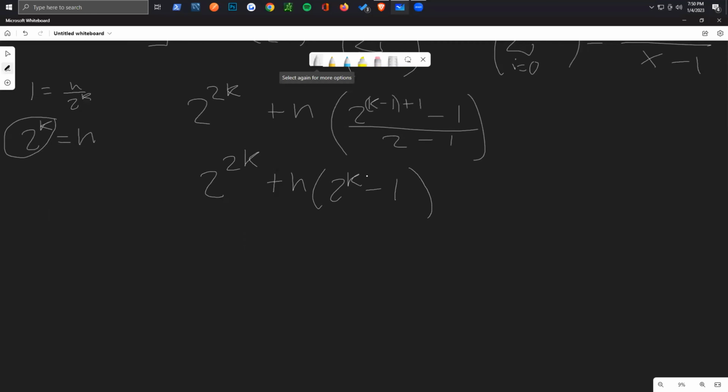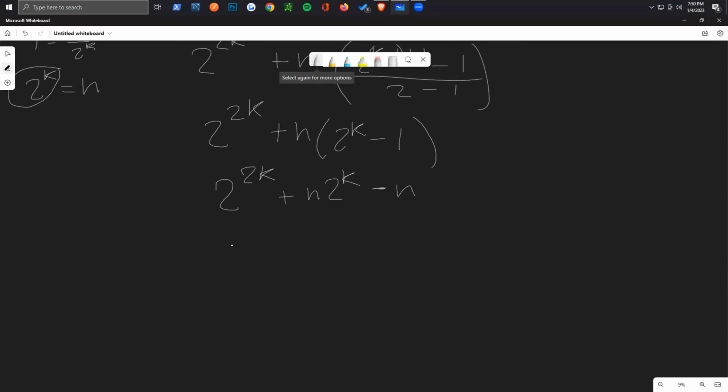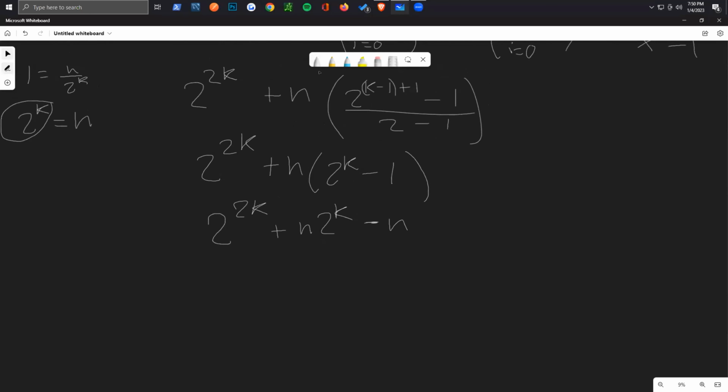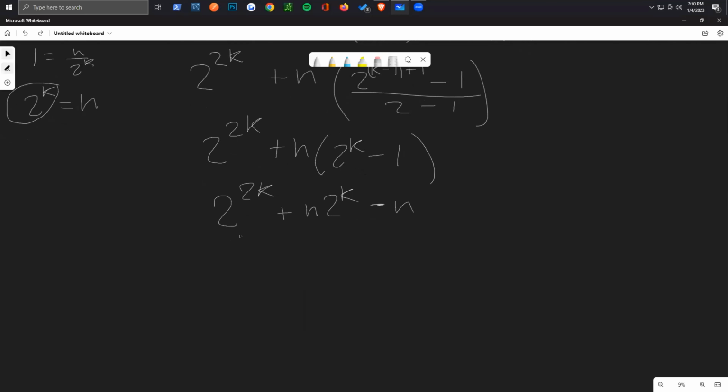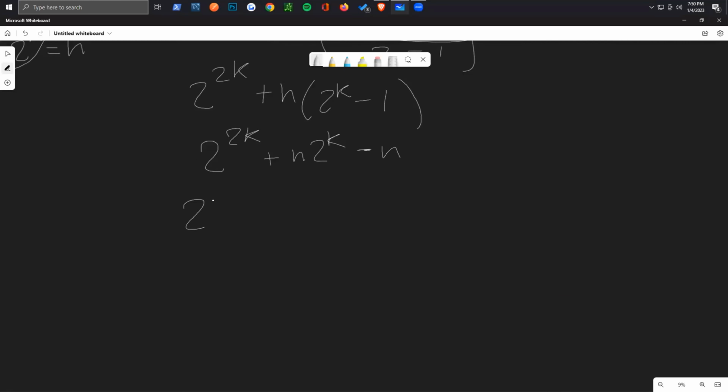You can just end up distributing stuff out. So we have 2 to the k plus, and right here we have n times 2 to the k, and then minus, and this is where we're just going to have an n on the outside. Now from here, we have this term, but let's just think about how we can remove this too, because normally it's not there, but it is. So how can we reproduce this term right here?